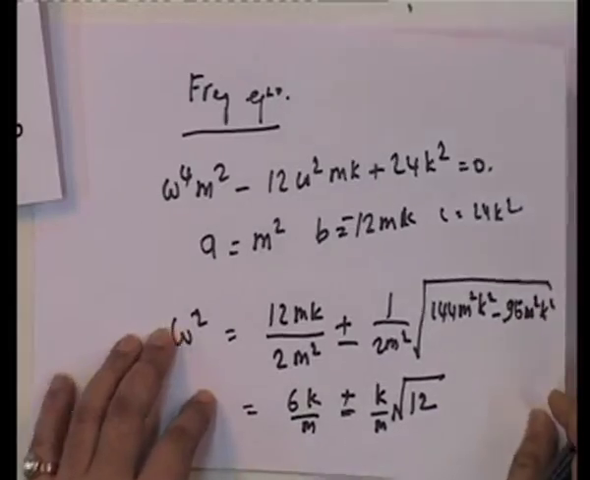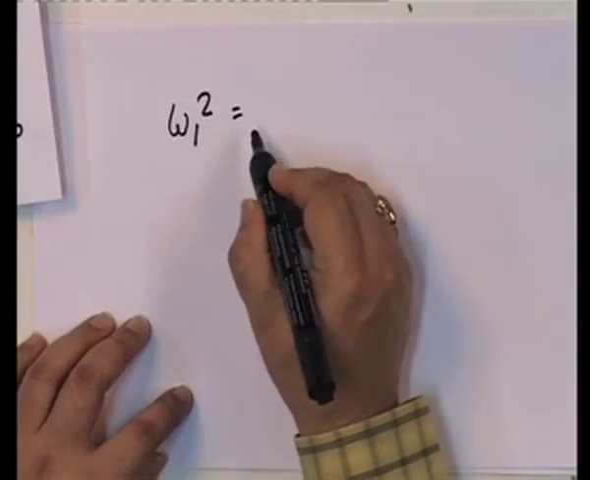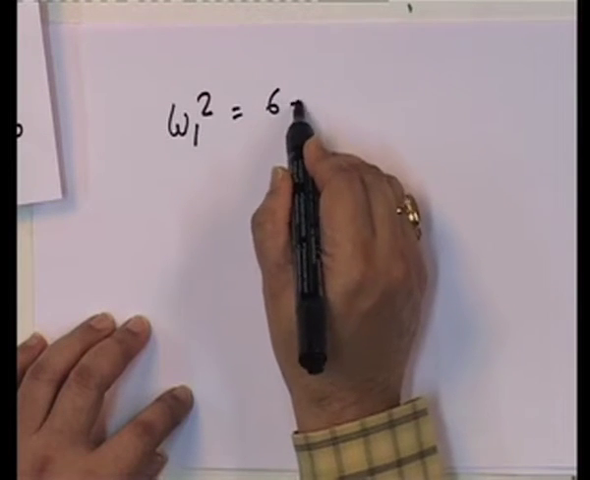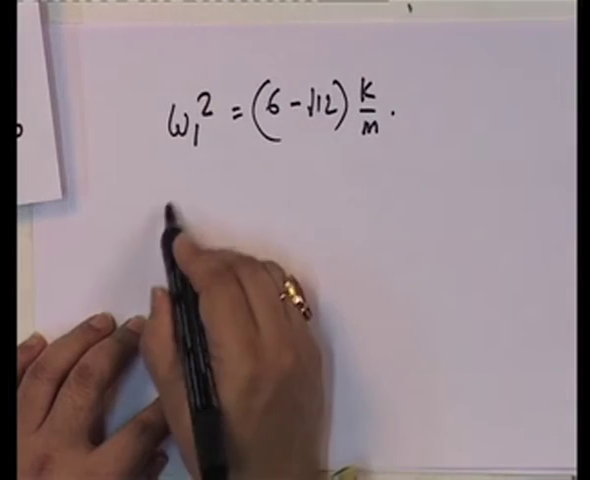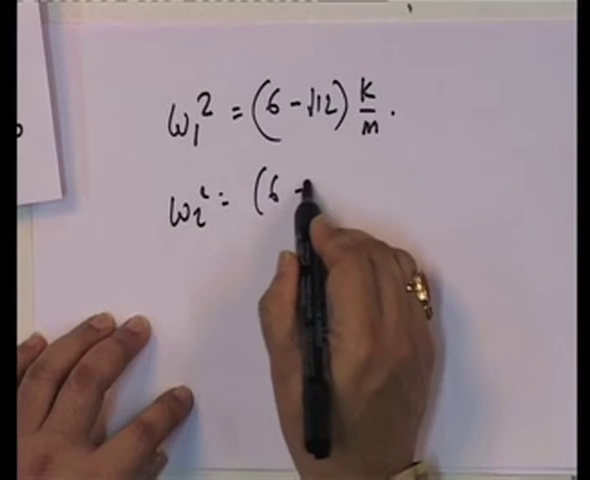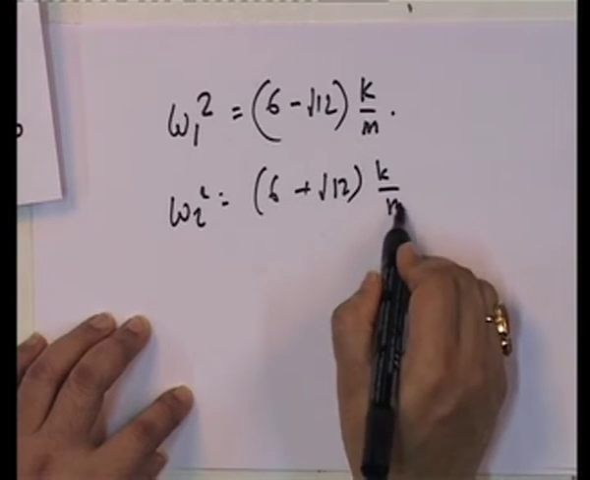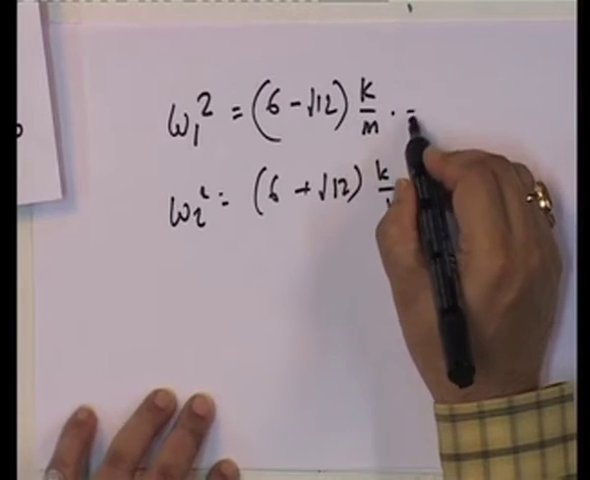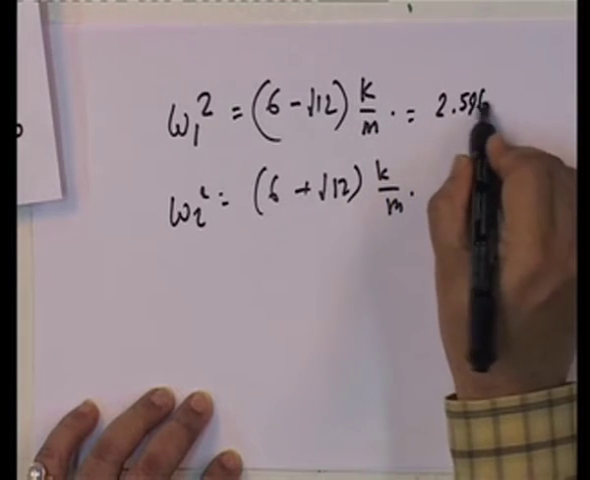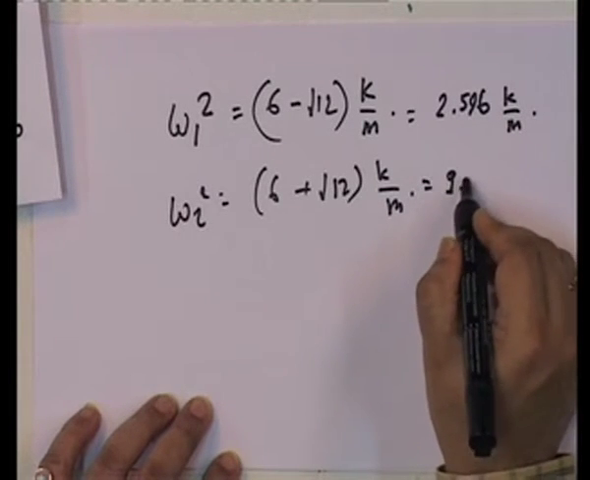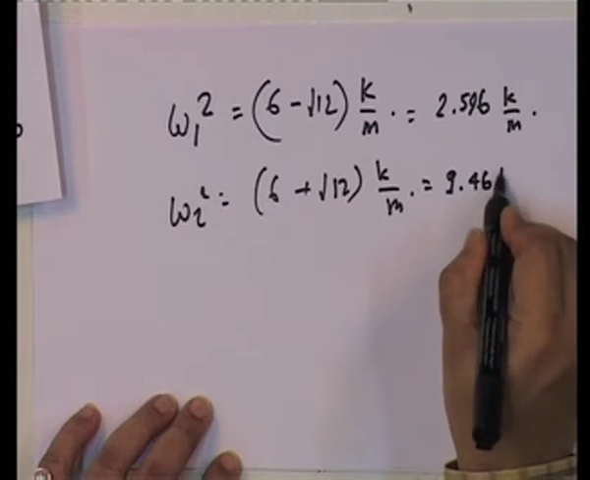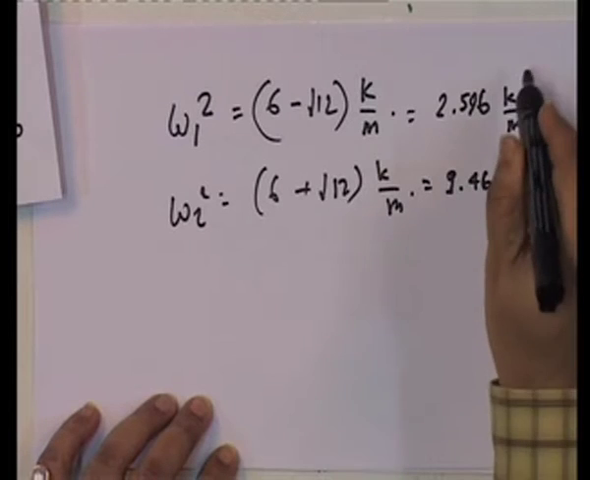So, if I solve for this, what do I get? I get omega 1 squared is equal to 6 minus root 12 into k by m. Omega 2 squared is equal to 6 plus root 12, obviously. And if you do this, this becomes equal to 2.596 k upon m, and this one becomes 9.464 k upon m.